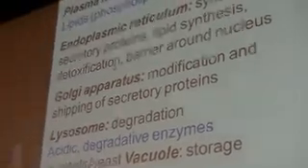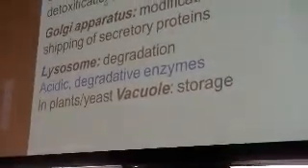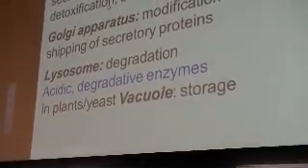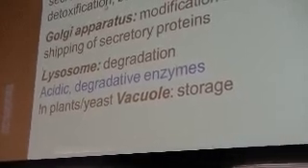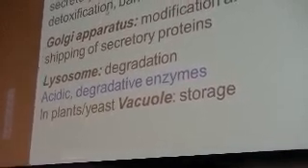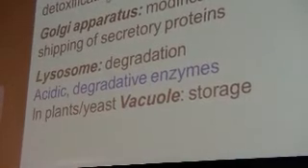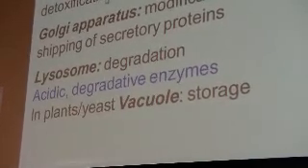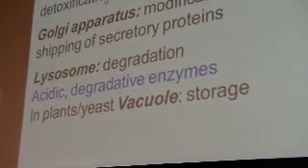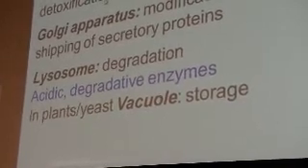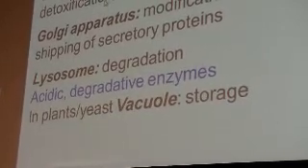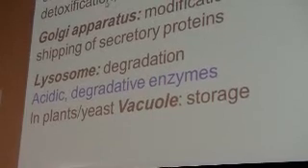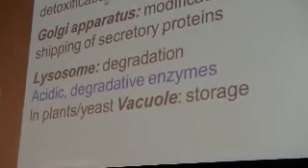Now we have the lysosome in animal cells. The function is mainly turnover and degradation. The environment favors hydrolytic reactions. It's a low pH environment, it's acidic. In plants and in yeast, we call the same organelle the vacuole. It has more of a storage function there.